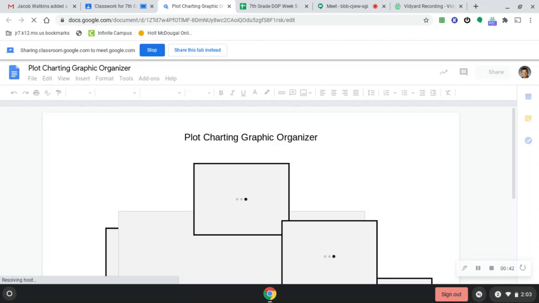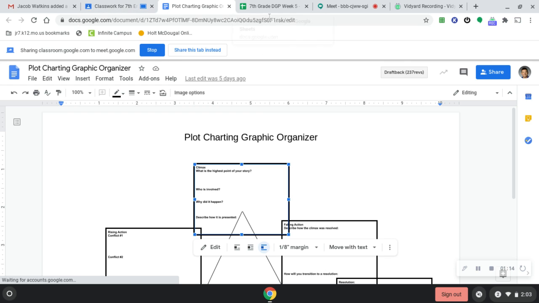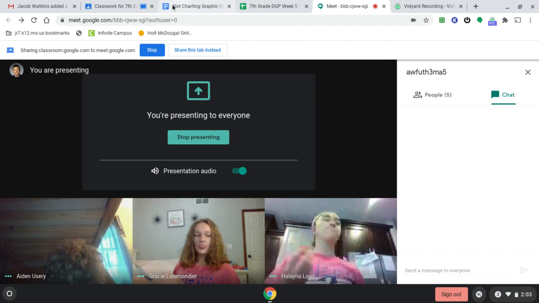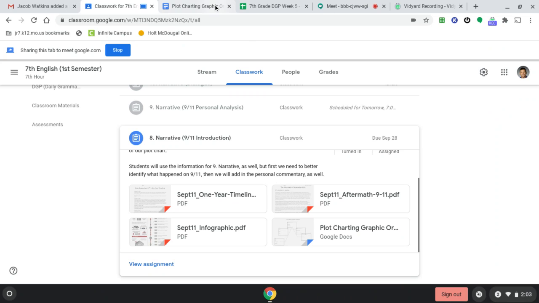In this narrative, our climax is actually going to be the fall of the World Trade Center, the Twin Towers. Okay, so I tell you right now what you want to have for your climax, and you can go ahead and even add this in now, is that the climax to our plot charting graphic organizer is going to be the highest point, the collapse of the World Trade Center from the plane striking it.